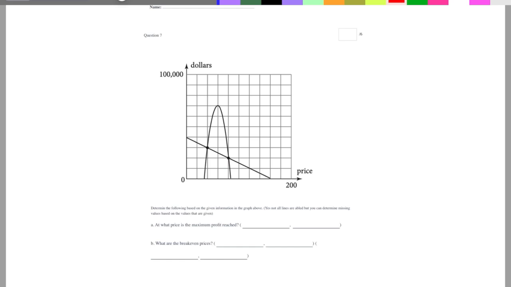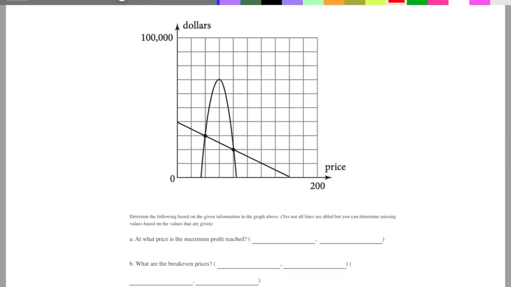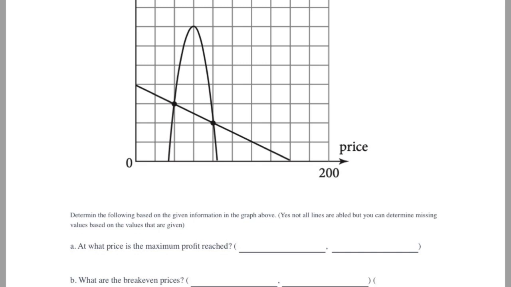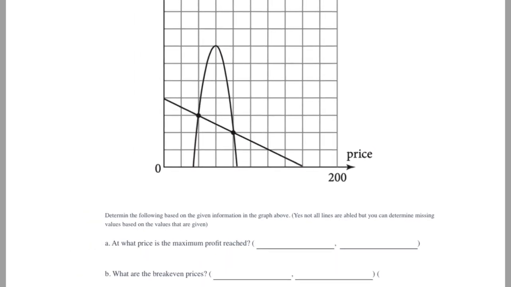For our next problem right here, we're going to find our max profit. It says determine the following based on the given information in the graph above. Not all lines are labeled, but you can determine missing values based on the values that are given. Okay, so at what price will a maximum be reached?